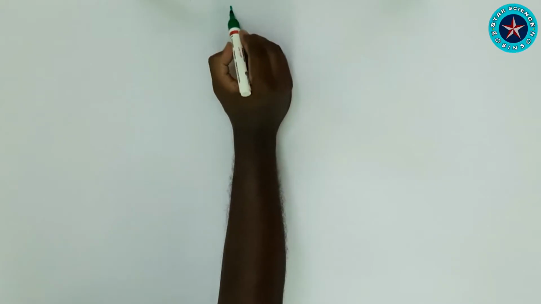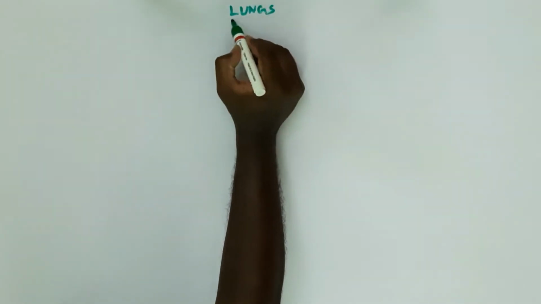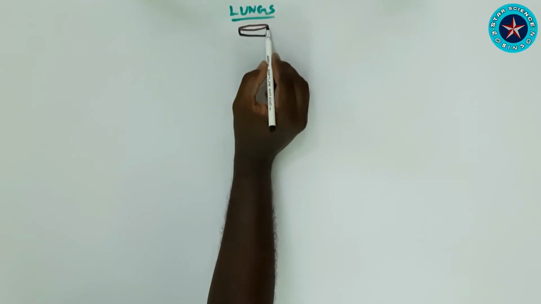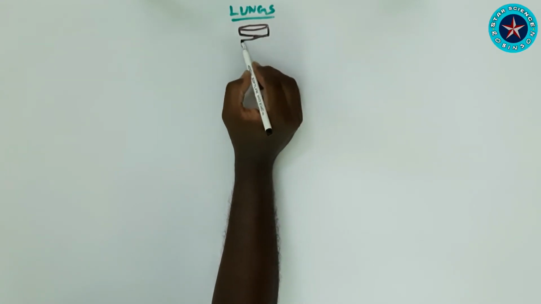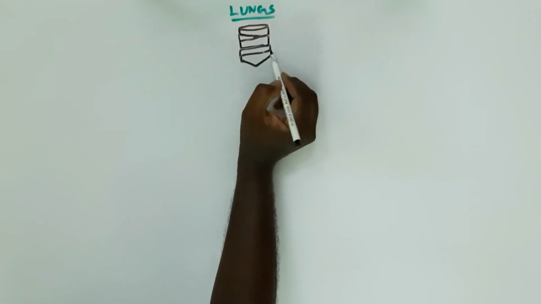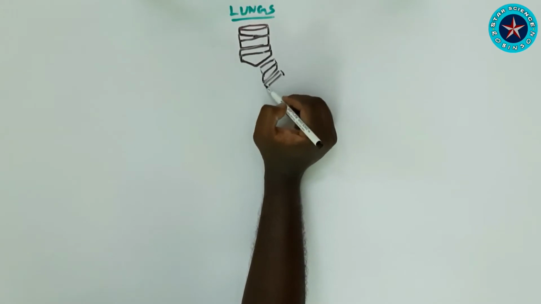Let's get into the topic. Today we are going to see about the lungs anatomy and physiology. Lungs are a pair of respiratory organs. They are two in number, lying each side of the thoracic cavity. They are separated from each other by the heart and other structures, and lungs are cone-shaped organs.